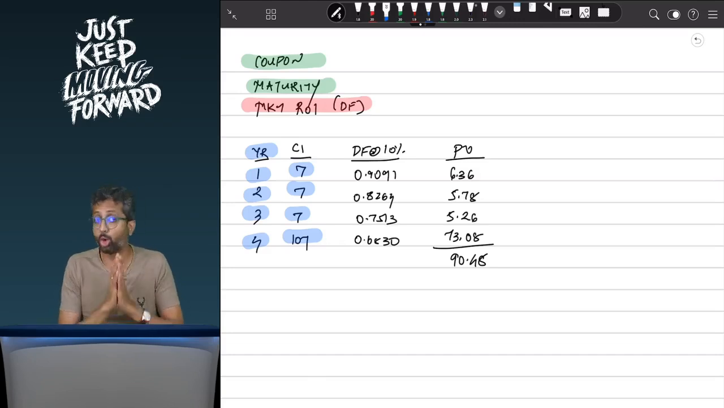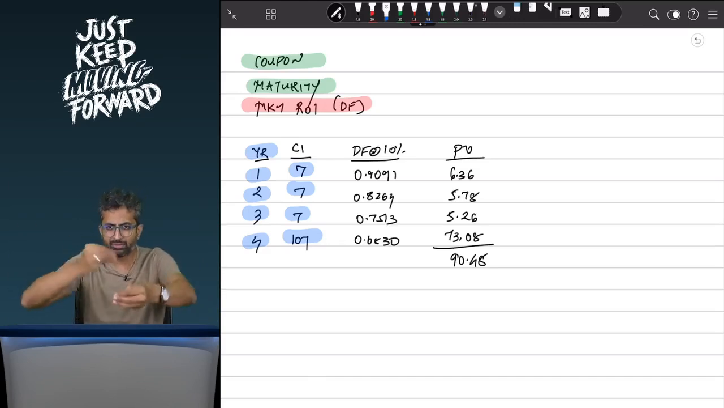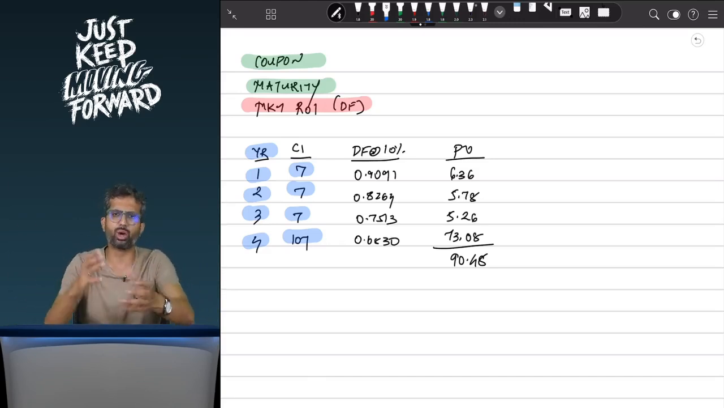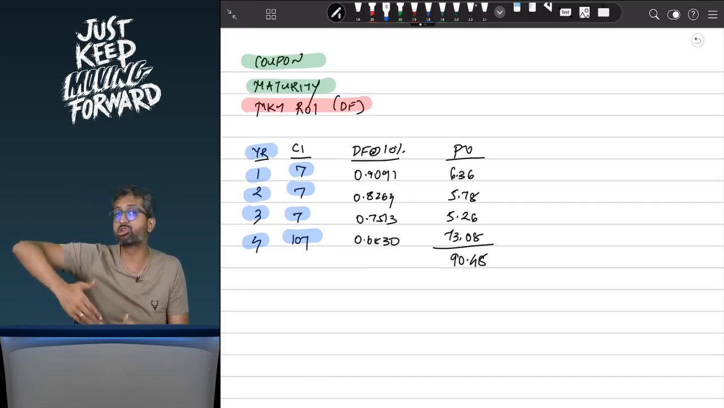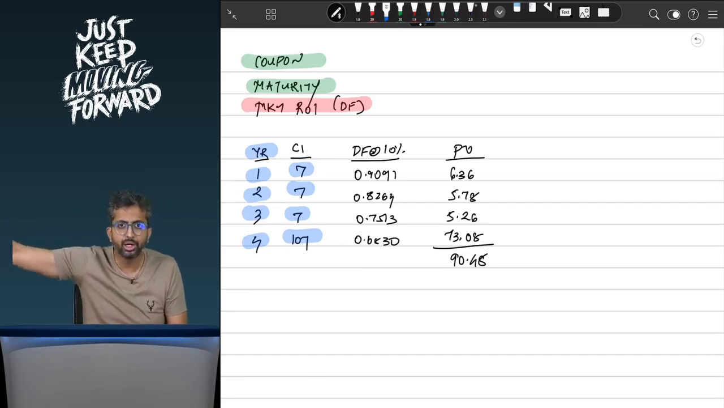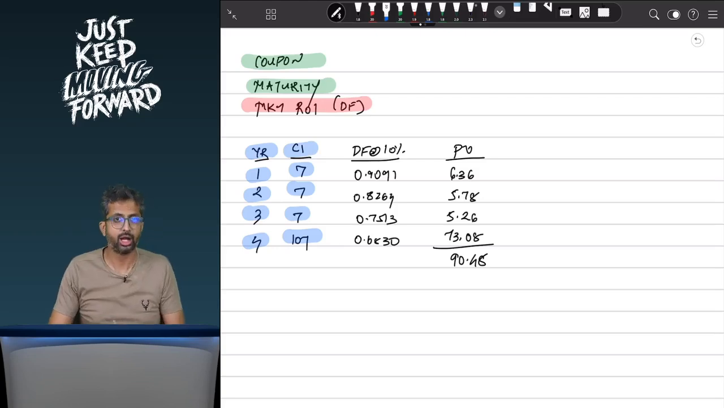So Machiavelli says I also have to look at the coupon, because even if it's, let's say, a 4-year bond, if that bond is giving me heavy coupons in years 1 and 2, at least I'm recovering a lot of my investment in the earlier years, and hence it is inherently less risky as compared to a bond which is giving me almost all the money at the end. So Machiavelli says I need to look at the coupon, I need to look at the tenure.